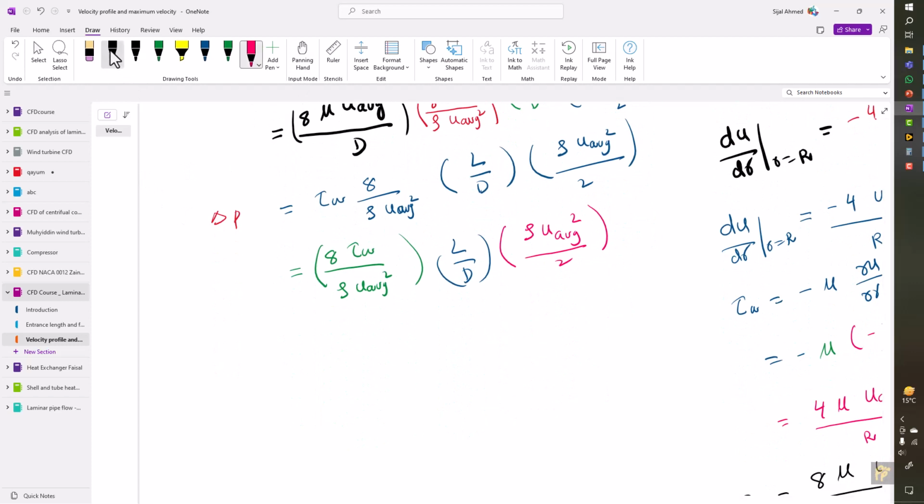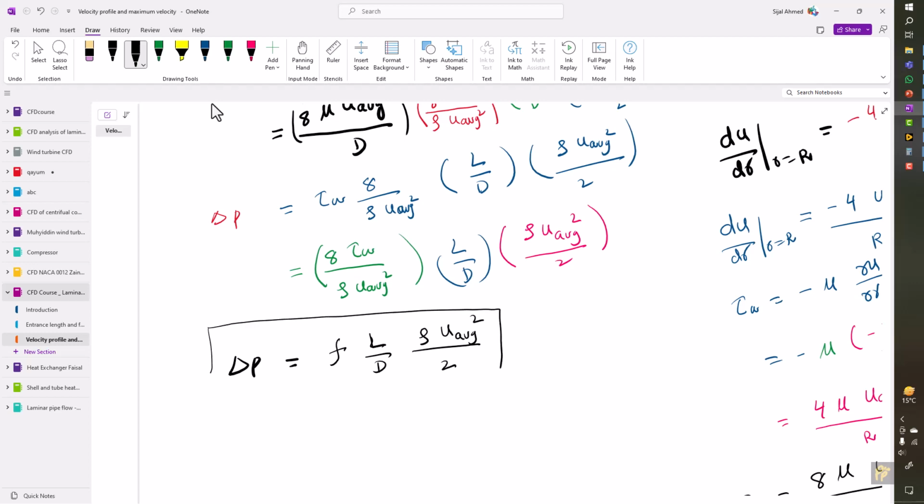So now I can write down this wall shear stress delta P as the friction factor, and then L by D, and then the density times the velocity average square upon 2. This is a formula which we required, okay?